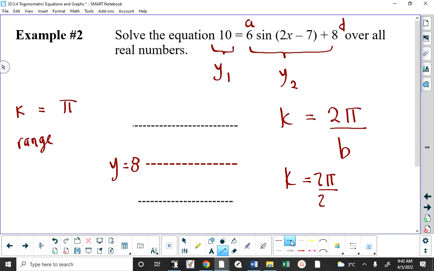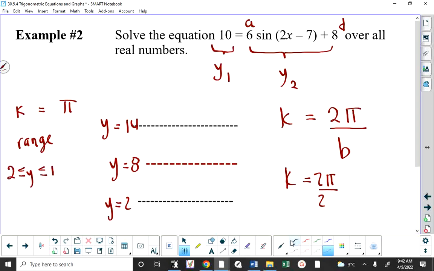It's very important that you find the period and the range here. So 6 below 8 would be at y equals 2. 6 above would be y equals 14. So the range is from 2 to 14.